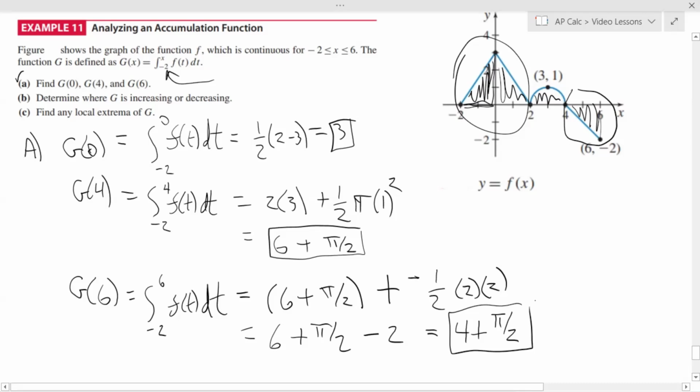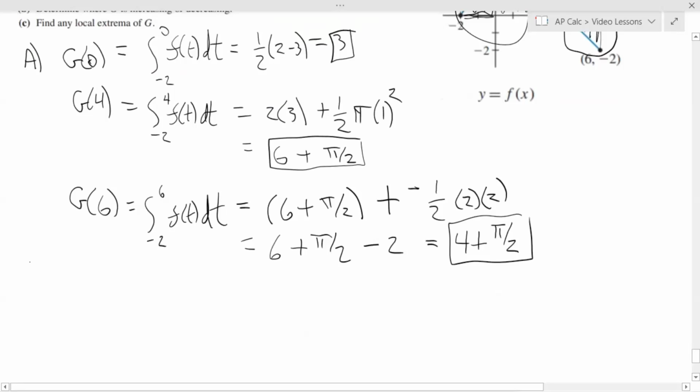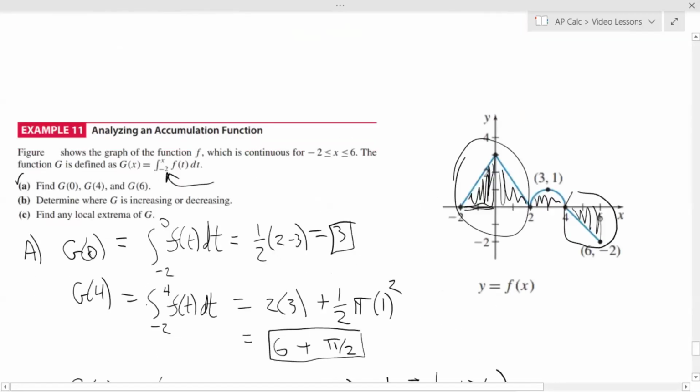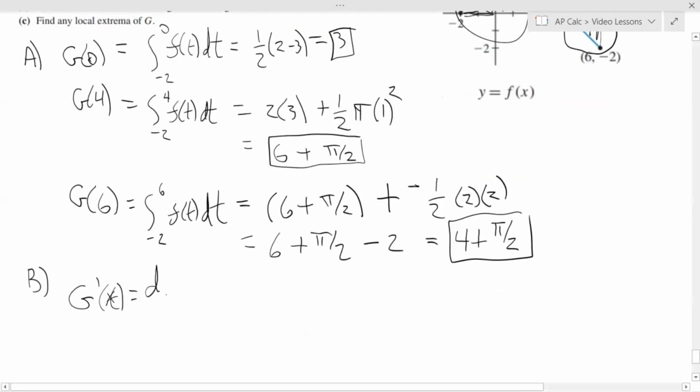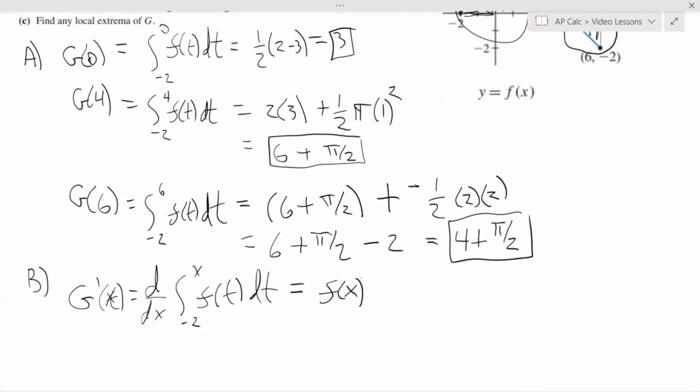Now, part B, determine where g is increasing or decreasing. So first thing, to determine where it's increasing or decreasing, we have to find the derivative of g. g of x, not g of t. That's the derivative with respect to x of the integral from -2 to x of f of t dt. And all I'm doing here is just showing that the derivative of g, by the fundamental theorem of calculus, is equal to f of x.